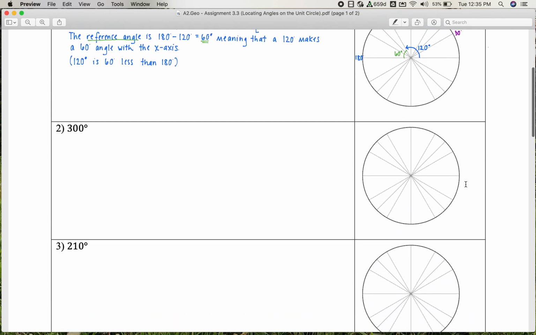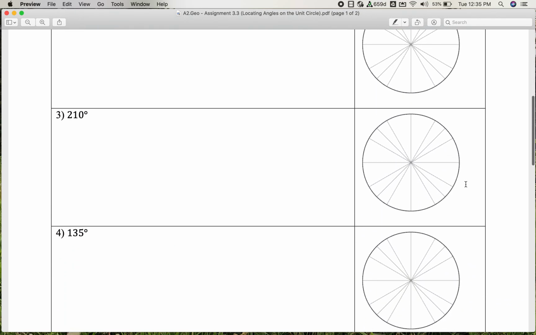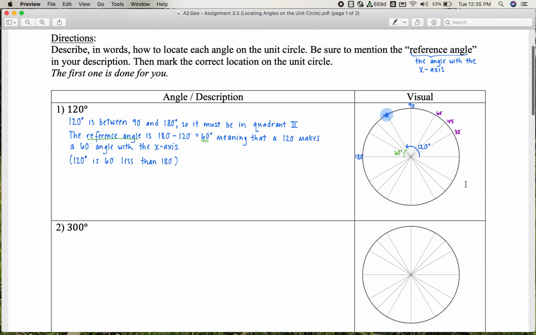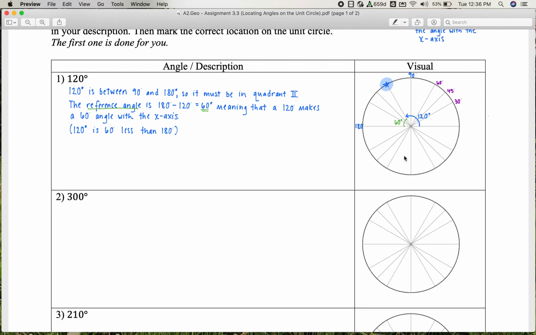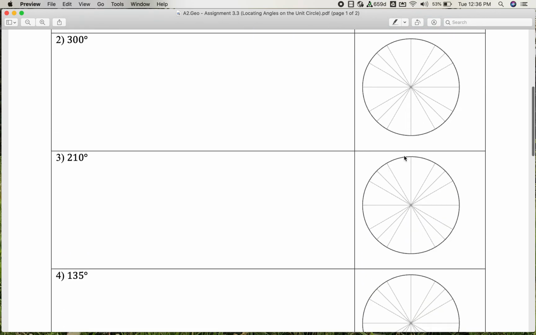As you guys scroll through this page, you'll see that there's 3 more problems for you to try. And as you do these, please try to follow the instructions where not only you're labeling where the angle ends up, but maybe using some arrows to show how you got there, maybe using some markings to indicate the size of the reference angle, and ultimately mentioning what quadrant you're in and why. Okay, so a few more for you to try here.